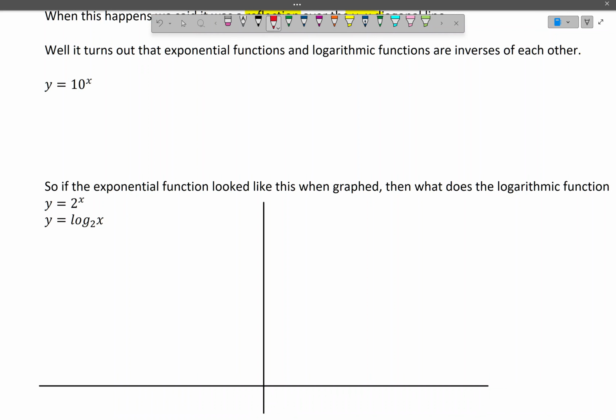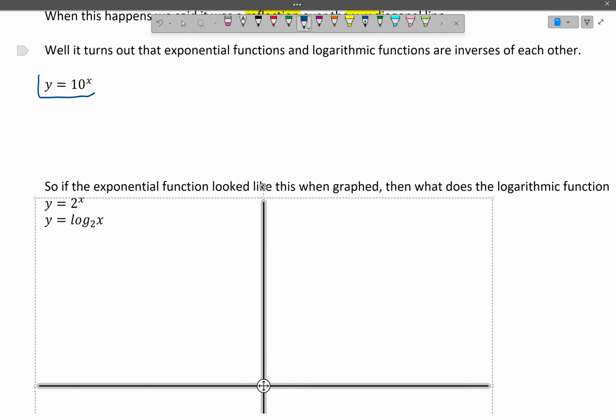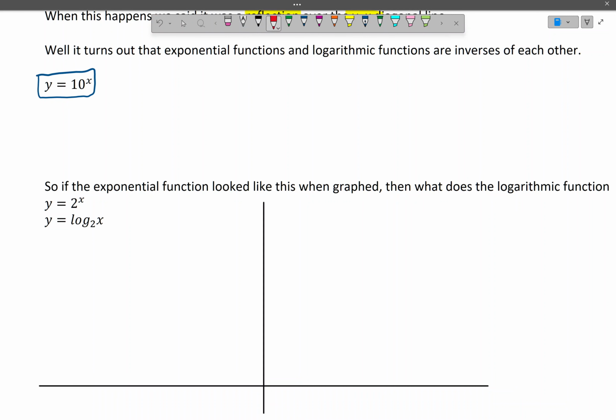So here is our original function here. This is our exponential function. And what we can do now is we can swap the x and y positions. So this would be x equals 10 to the y. And when this happens, to solve for y, there's only one way to do so, and that's using logarithms, because it's log base of the answer equals the exponent.